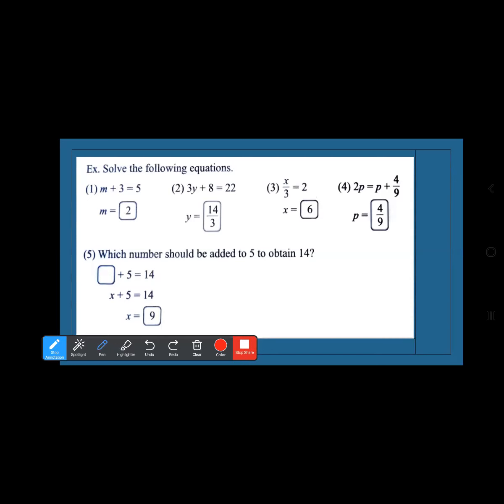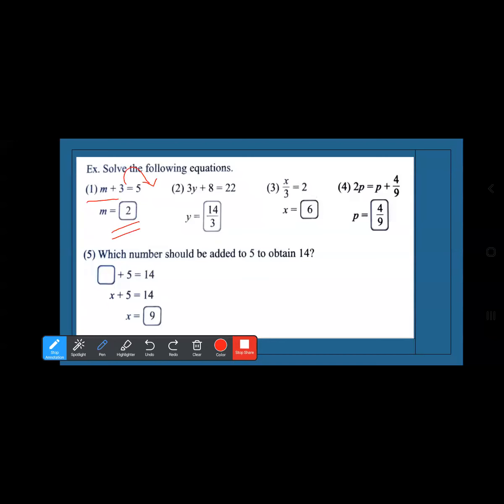So let us see the first example. m plus 3 equals 5. Here you can see the variable m, the highest degree is 1, so it is a linear equation in one variable. Plus 3, when it goes to the other side of the equal sign, it becomes minus 3. So 5 minus 3, how much will it be? 2. So the value of m is what?